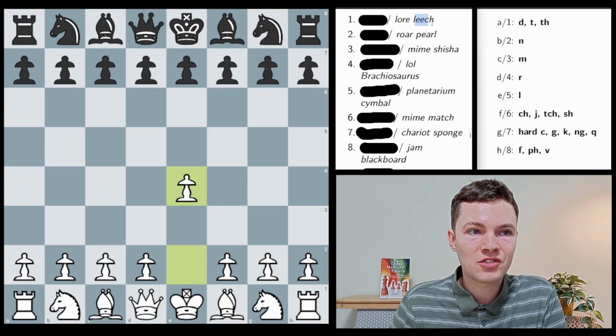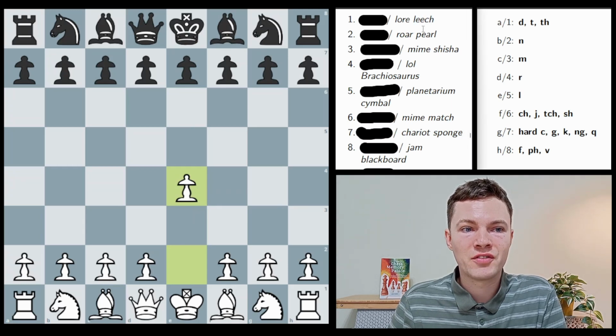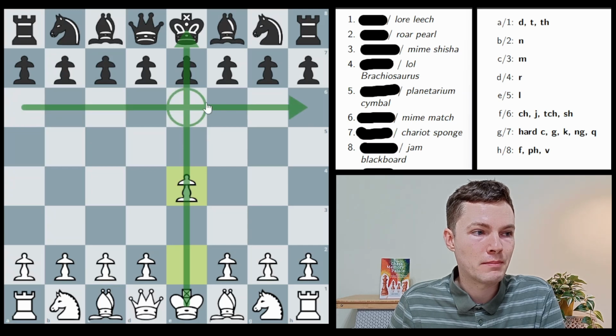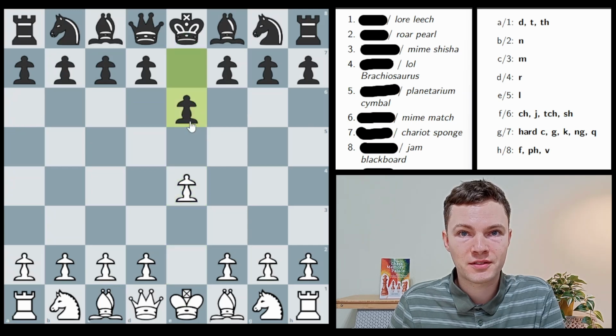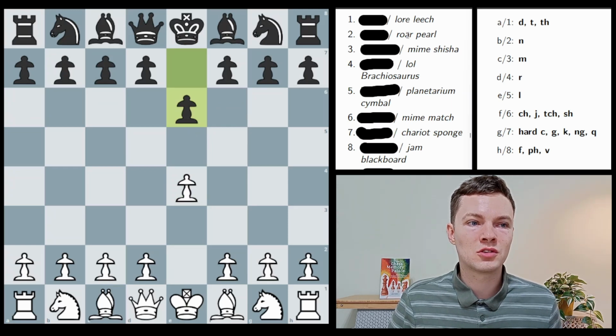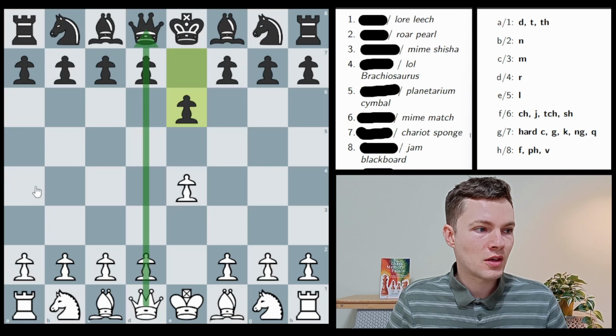Black replies "leech", so this is L and ch. Again, we have the fifth file, and now we have the sixth rank, so this must be the E6 square. Only the pawn can move there, so we have E6. "Raw" gives us the two R sounds, so that's 4 and 4. So this is the D4 square.